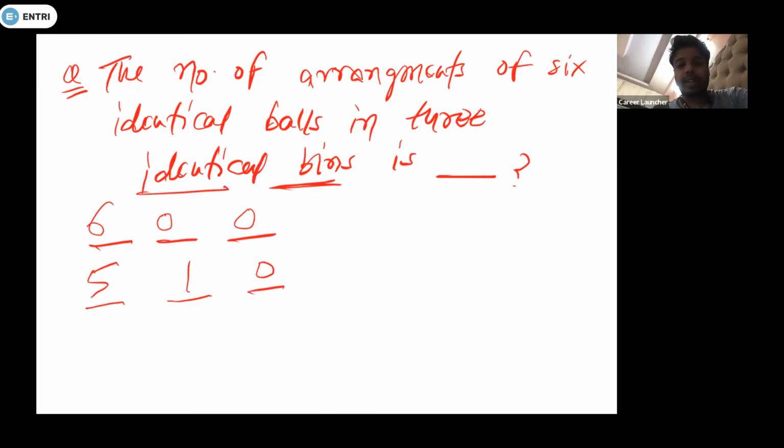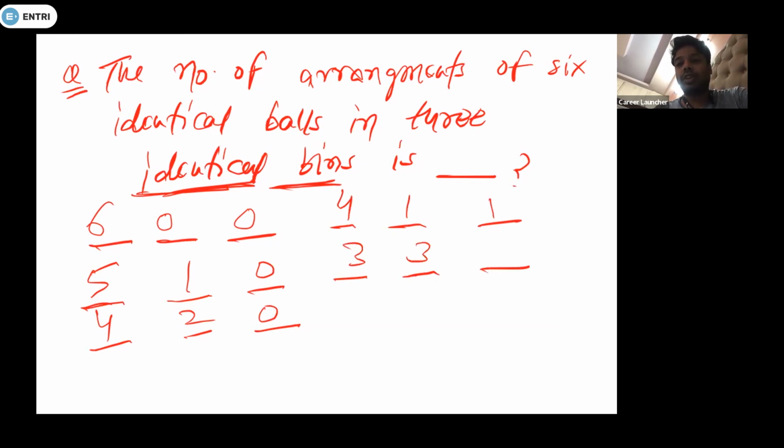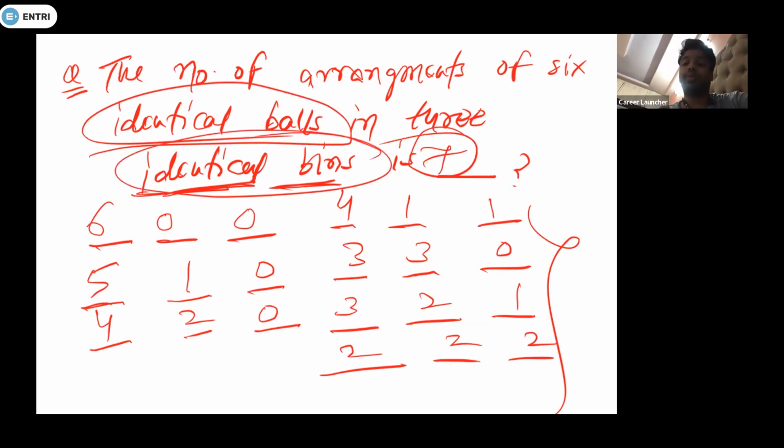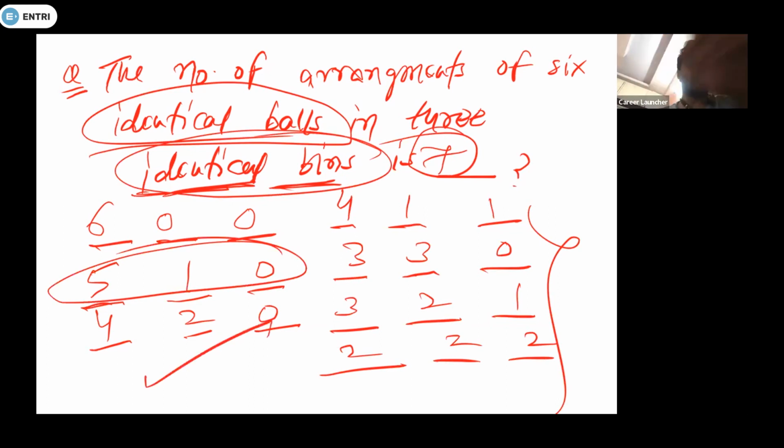Okay, next, identical bins. So here 5 1 and 1 5 both are same. Remember 4 2 0, here 4 1 1, next 3 3 0, 3 2 1, and 2 2 2. So how many are there? There are 7, because the 6 balls are identical and the bins are identical. So 5 1 and 1 5 are the same, so no need to take 1 5 0 here. So there are 7 arrangements possible.